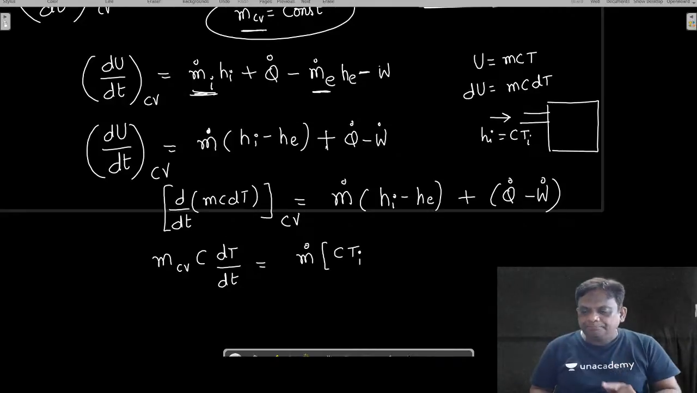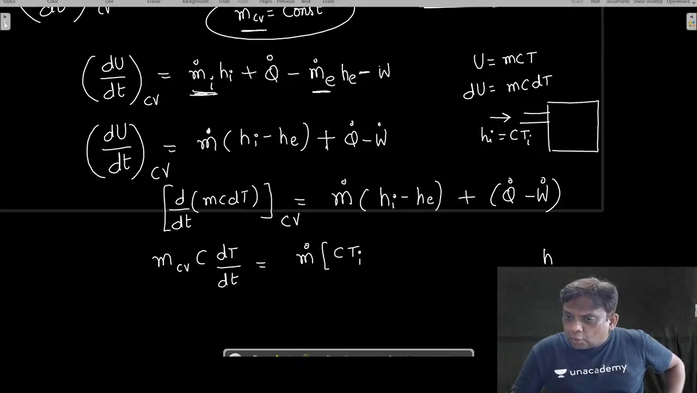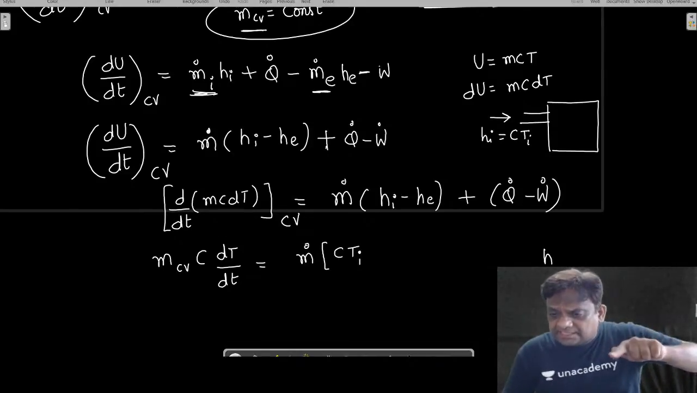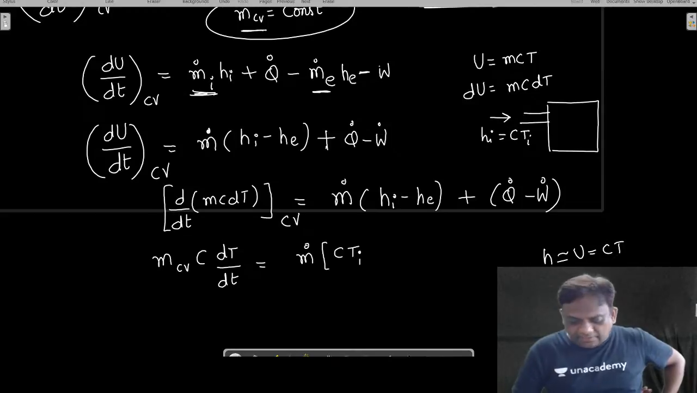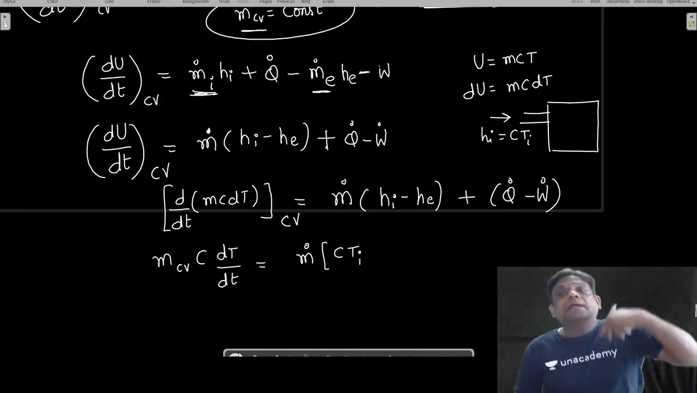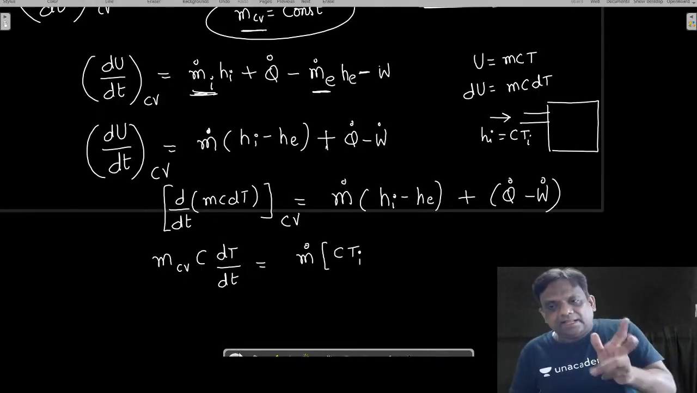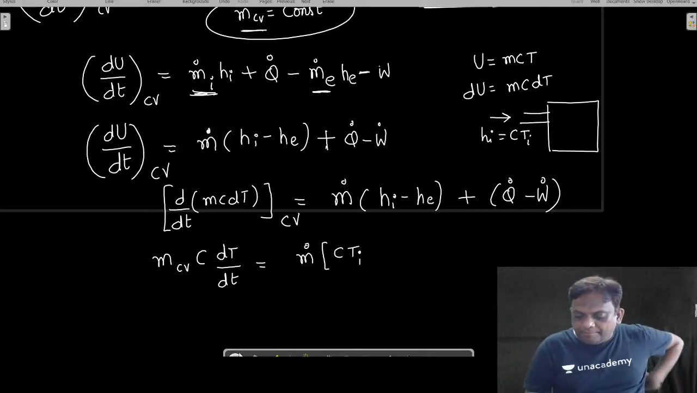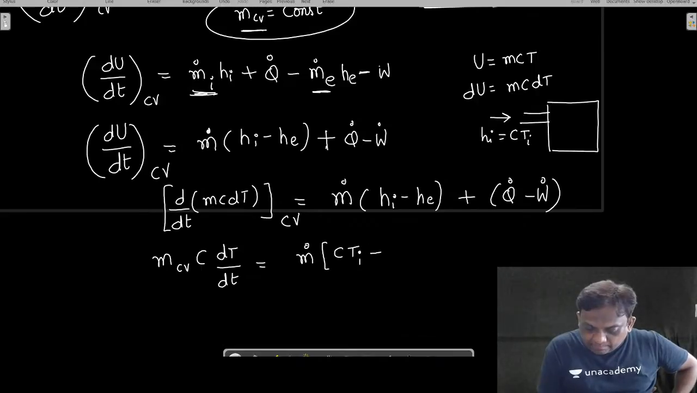Wonderful, my dear students. This is a liquid. I told very clearly in my classes, for liquids, enthalpy and internal energy are almost the same. Therefore, I write it as CT. If it is a gas, an ideal gas, then enthalpy can be written as CpT, internal energy can be written as CvT. Okay, no problem. So hi is CTi.